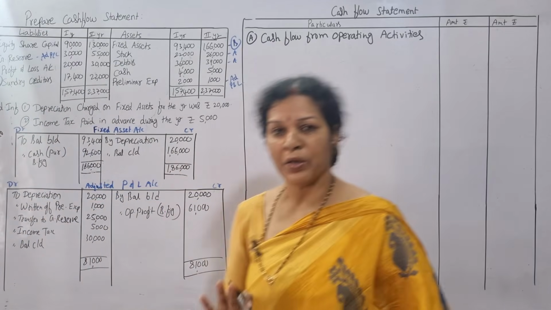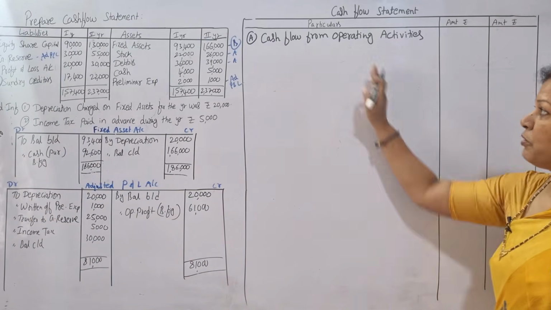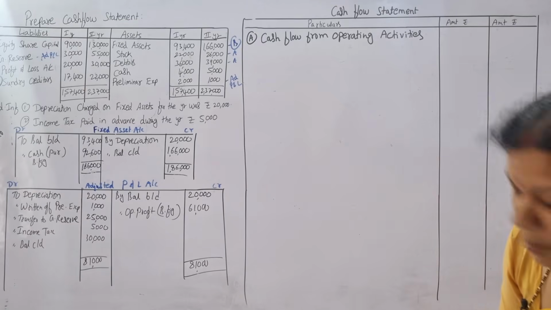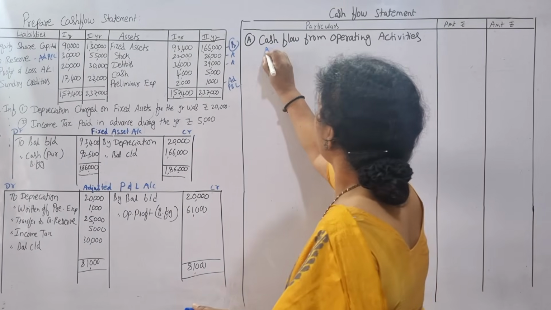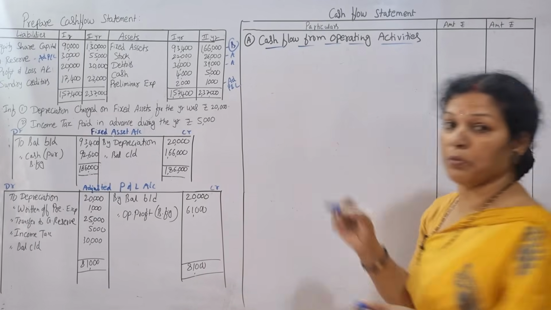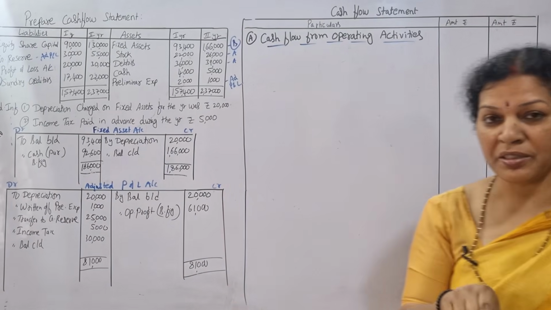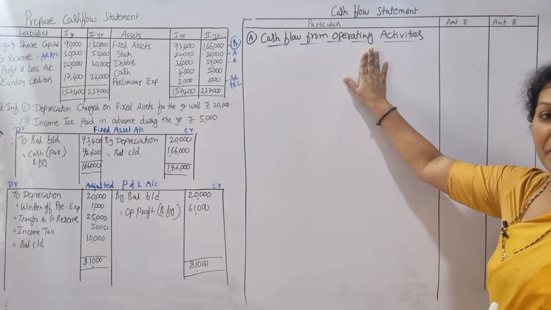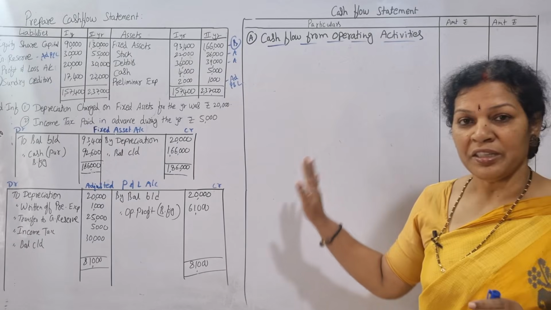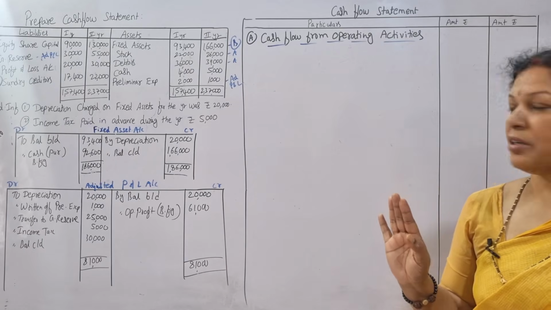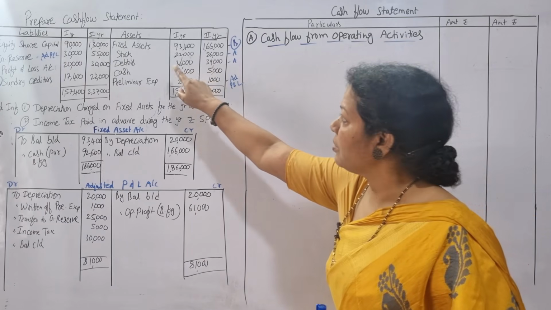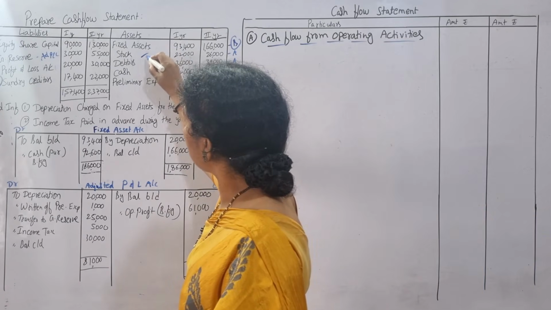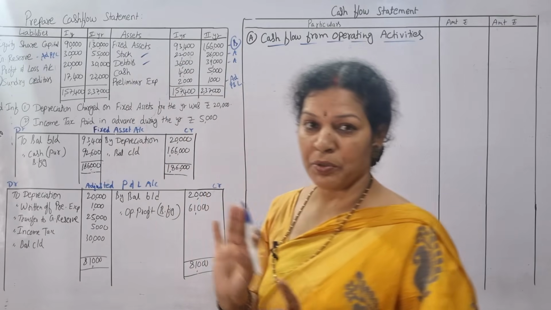Both are ready. Now we can open the cash flow statement. First one is cash flow from operating activities. This will always be the heading. Then cash flow from investment activities, then cash flow from financing activities. In operating activities, only items related to current assets and current liabilities we are going to take. Current assets are stock and debtors, only two. Cash we don't touch.